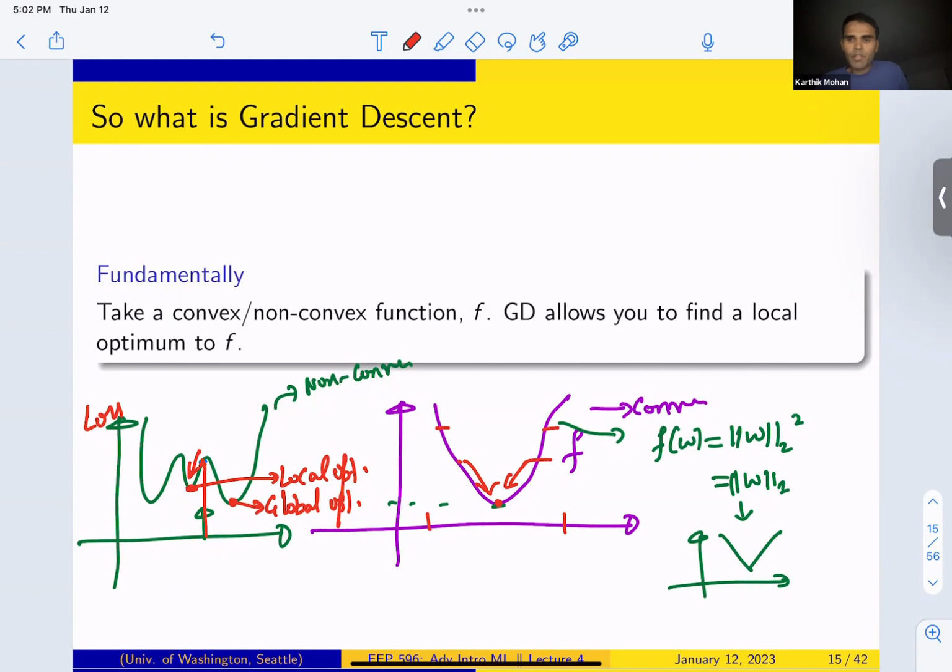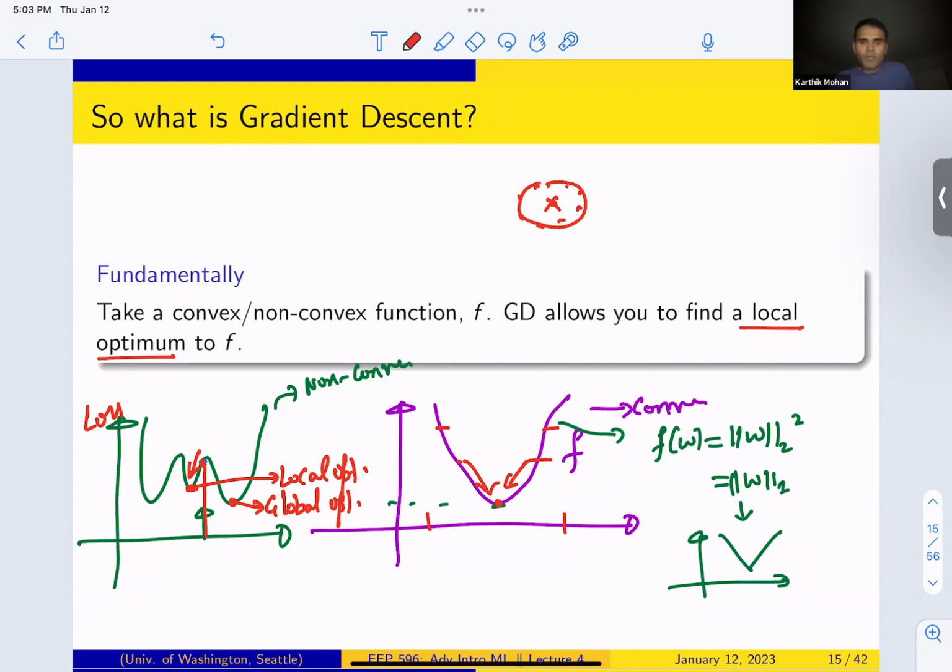But for modern machine learning, don't worry about convex functions. Non-convex is totally fine. So gradient descent allows you to find a local optimum to a loss function, which means locally you cannot do better than where you are at, right? If you look at the space in which you are, you're like, okay, I've converged to this point. All these other points will have a higher loss. So locally you're doing really well, but globally you can still do better.